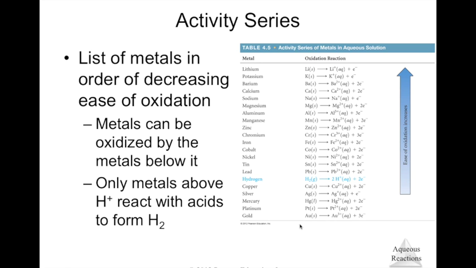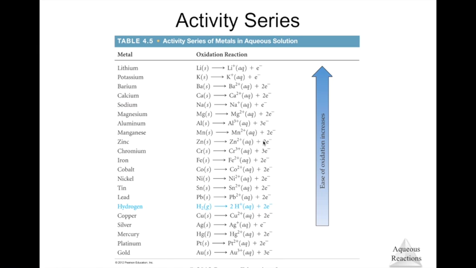Something that could be handy for you guys is this thing called the activity series. It's a list of metals in order of decreasing ease of oxidation. So metals can be oxidized by the ions of metals below it, but not so much by the metals above it. And then only metals above H+ hydrogen will react with acids to form H2. That's why hydrogen there is sort of blue for you, just to point it out. So they can be oxidized by things below it. Then again, here's just one for your notes, or the whole larger version.